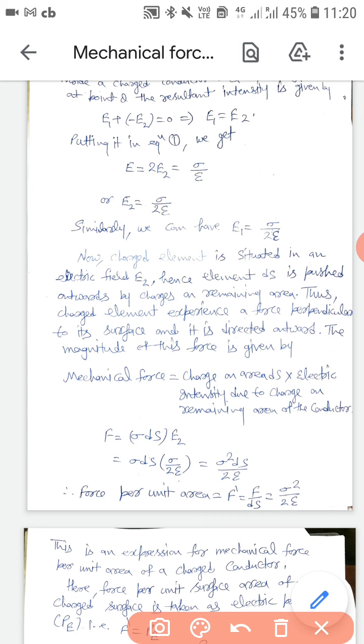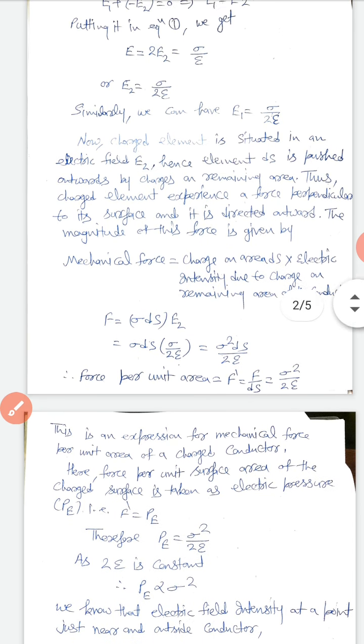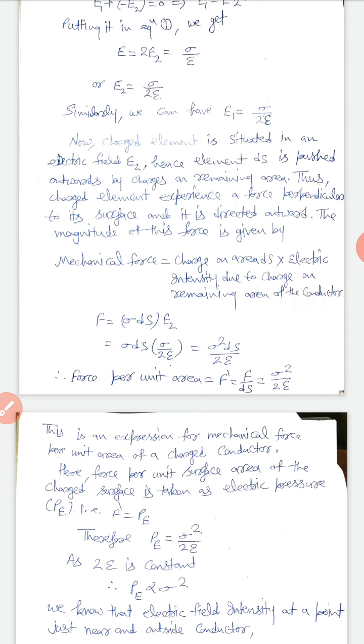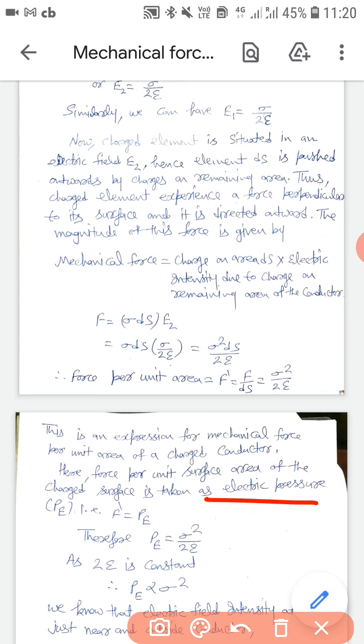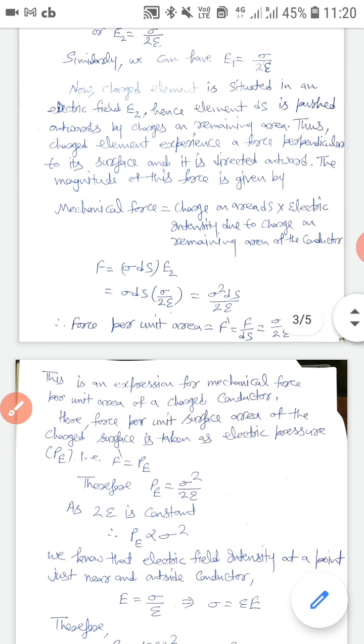Now if we calculate the force per unit area, say we call it f dash, so f by ds will be sigma square by 2 epsilon. This is the expression for mechanical force per unit area on a charged conductor. Hence the force per unit area of the charged surface is also known as electric pressure, which is given by PE. So f dash will be PE, therefore PE will be sigma square by 2 epsilon. As we know, 2 epsilon is a constant because epsilon is the permittivity of the medium, so pressure will be directly proportional to sigma square.